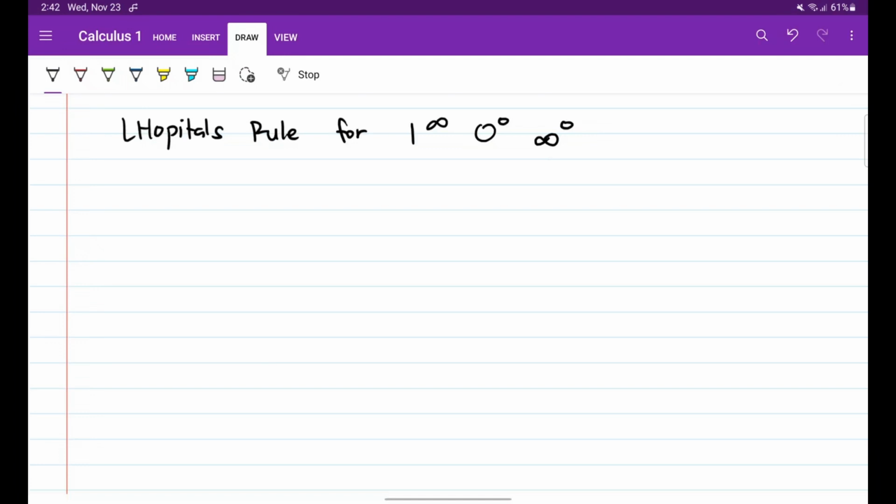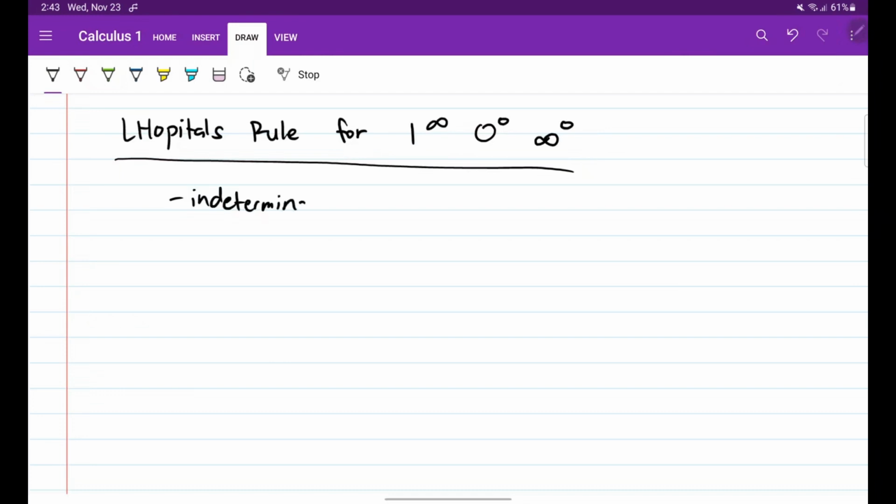Okay, so welcome back. So in this video, may pag-uusapan natin would be L'Hopital's rule for 1 raised to infinity, 0 raised to 0, and infinity raised to 0. Okay? So again, if we have 1 raised to infinity, 0 raised to 0, and infinity raised to 0, they are all indeterminate forms. Okay?